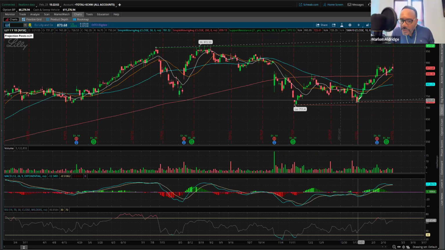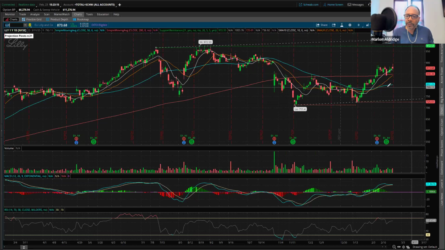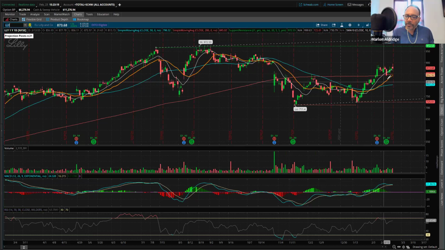Well, wait a minute. Let me find 20. This is January 21st. Yeah, from about January 17th till today, look at the steepness, especially of that 10-day. Look at that 10-day and that 20-day. We expect those slopes to be greater than the 200 and the 50. The blue one is the 200. The 50 is this one.